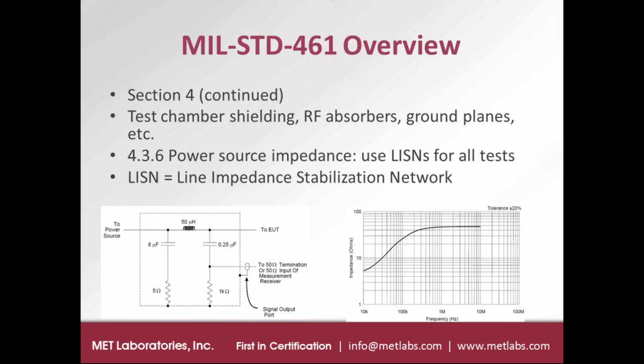Section 4.3.6 talks about power source impedance and mainly talks about the use of a LISN, line impedance stabilization network. The LISN is used on each power line of the main input of the EUT in order to establish a 50 ohm impedance from approximately 10 kilohertz to 10 megahertz. That allows us to take measurements from the LISN measurement port and have an impedance match with our measurement equipment, spectrum analyzer or oscilloscope. And it also establishes a standardized impedance so that testing from one lab to another will have higher repeatability.